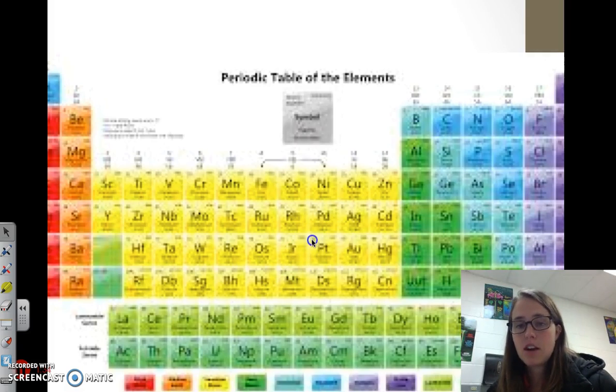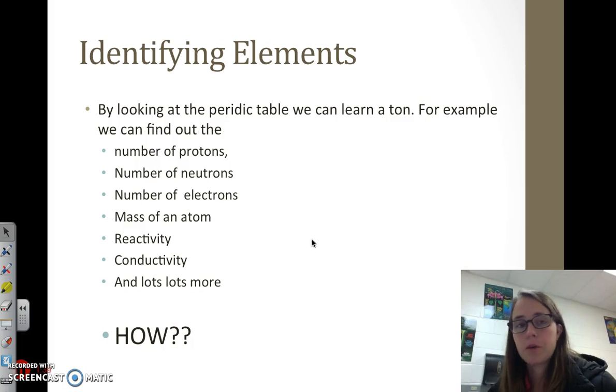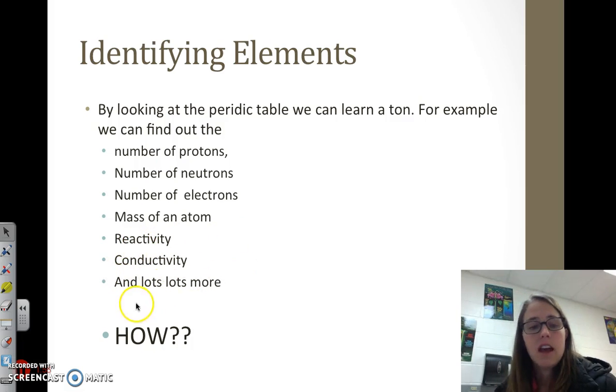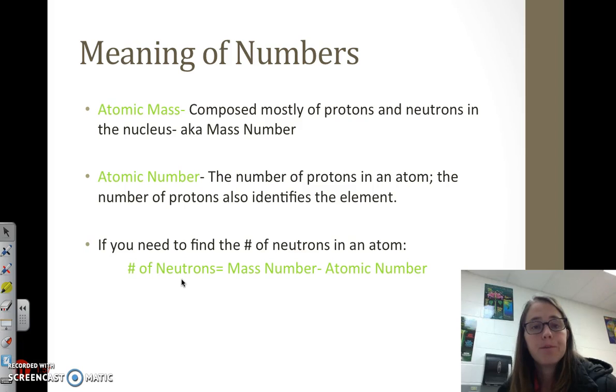So this is a really fuzzy picture of the periodic table of elements. We'll look at a better one in a second. So, identifying elements. By looking at the periodic table, we can learn a ton. For example, we can find out the number of protons in an element, the number of neutrons, the number of electrons, the mass of an element, how reactive the element is, how conductive it is, and lots more. So how?